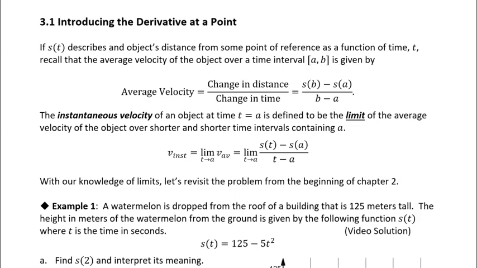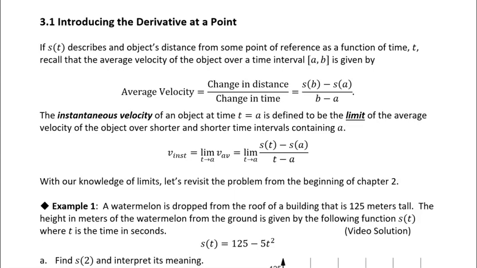So the instantaneous velocity at a point in time, say, at t equals 2. In order to find that instantaneous velocity, we need to find the average velocity over shorter and shorter time intervals. So if we want the instantaneous velocity at t equals some value a, we can take the limit as t approaches a of the average velocity.